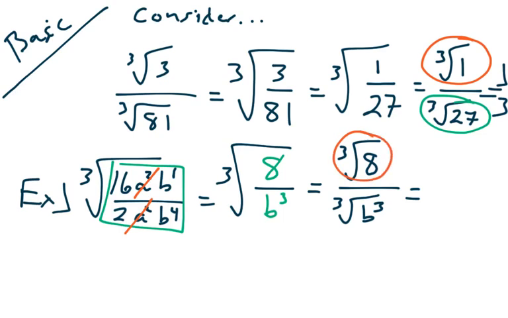And you know the cube root of 8, right? How many, or what number can I use 3 times to get the number 8? Well, it would be 2, because 2 times 2 times 2 is 8.